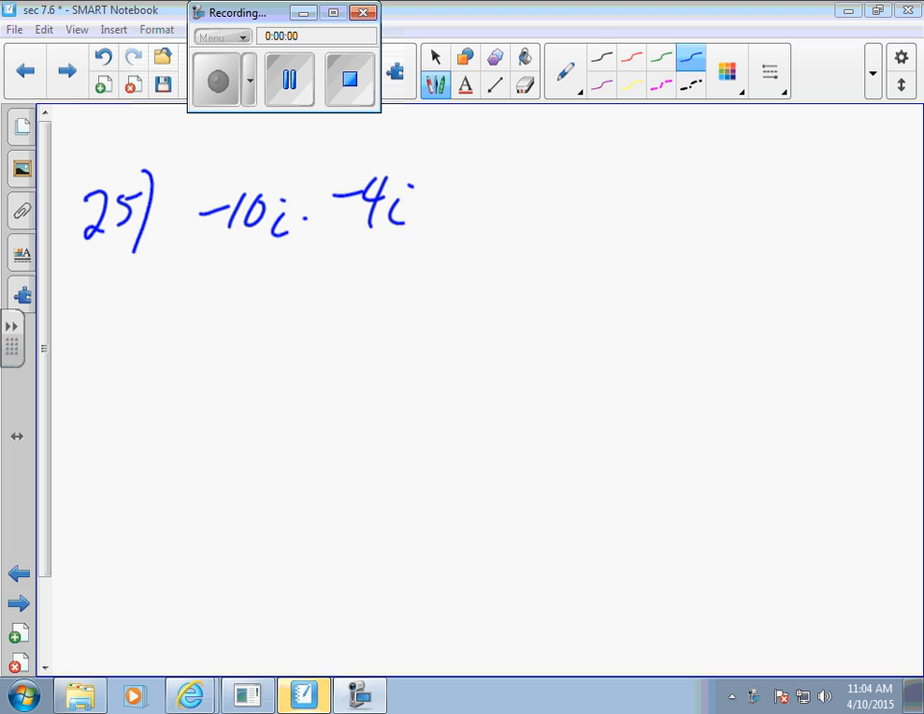We are in section 7.7. Let's do a few problems from the middle section, the 25 through 32 section.